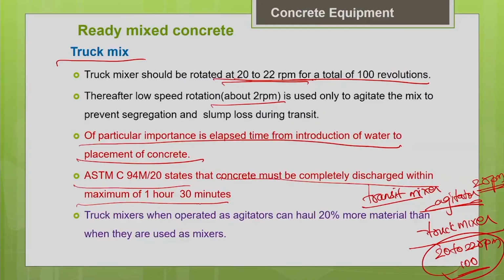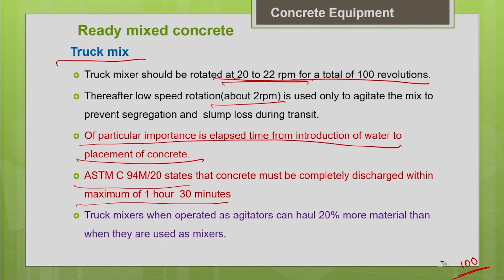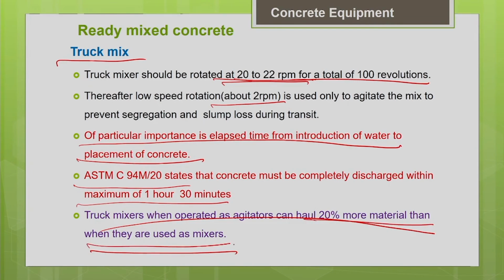Okay, so truck mixers, when operated as agitators, can haul 20% more material than when used as mixers. That's what I told you. The same transit mixer, I can just use it as an agitator, or I can use it as a truck mixer for preparing the concrete. If I use it as an agitator, I can handle 20% more material. I can use 20% more capacity than when used as a truck mixer machine.